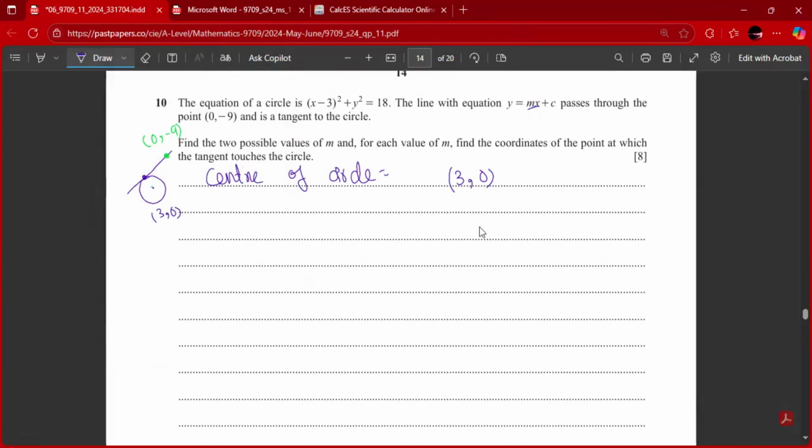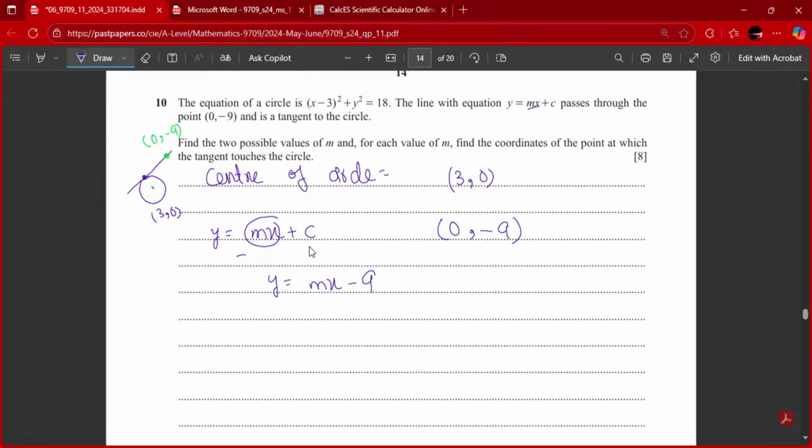So let me see. Let's just try to do it simply. Okay. So if y is equal to mx plus c, this is my equation. We are given that (0, -9), it does pass through this point. So let's just put it in. This is x, meaning x is 0. Y is minus 9, which is going to be equal to c. So y is equal to mx minus 9.